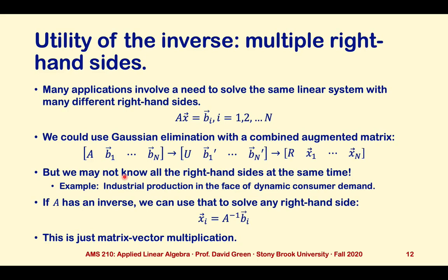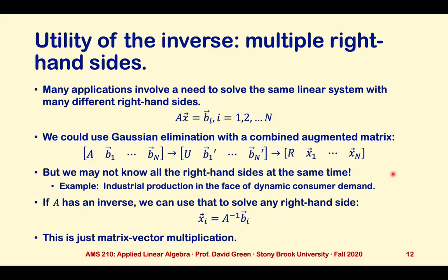So we might solve for a production schedule for a set of demands, and that may either increase or decrease the next quarter. We want to adjust production targets based on that varying consumer demand, resolve the problem with a new set of demands.